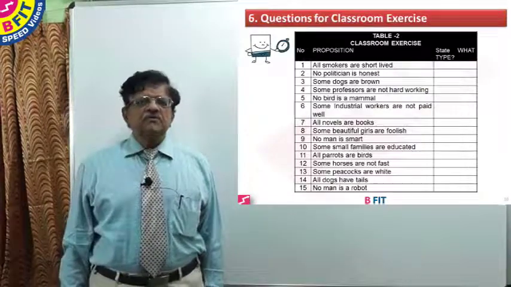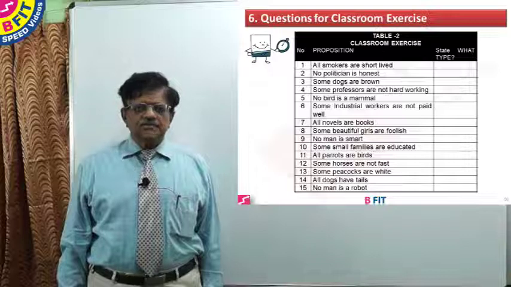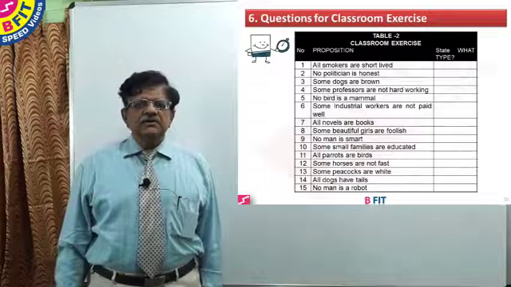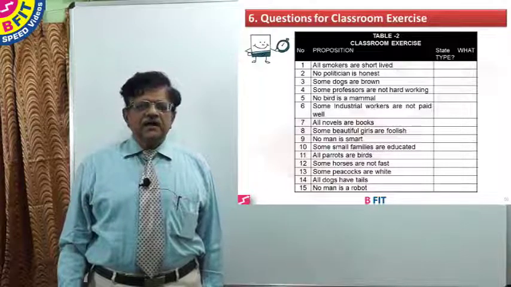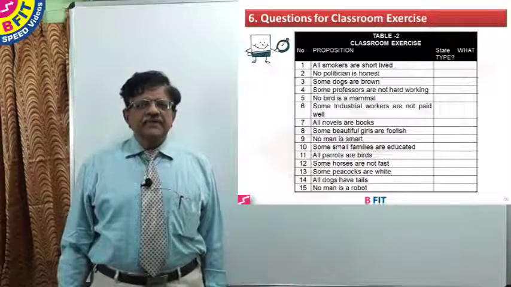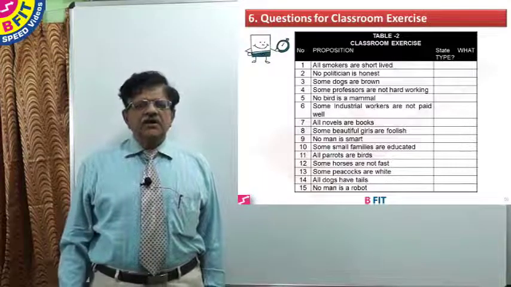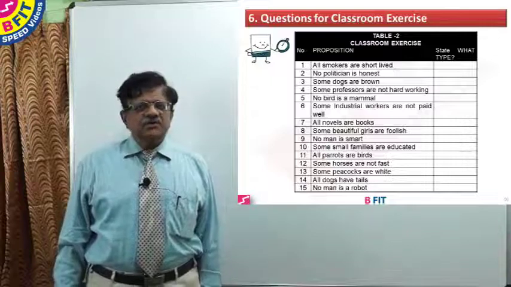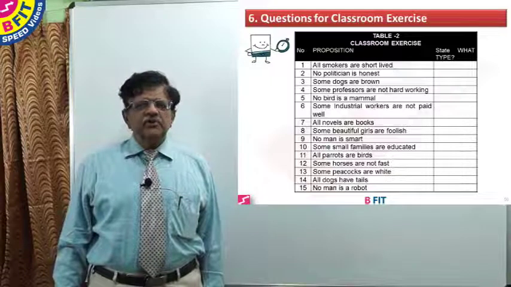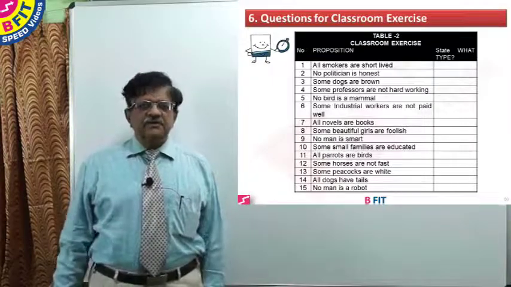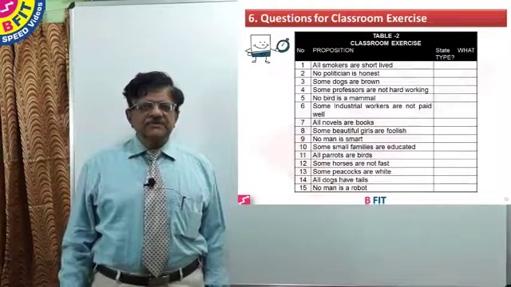Please solve this classroom exercise patiently, sitting without jumping. Just draw the answers for these problems one by one, and which will give you a full understanding of how to classify the logical statements. Once we complete this exercise, we will be able to build on this basic foundation. I hope all of you will do this exercise.